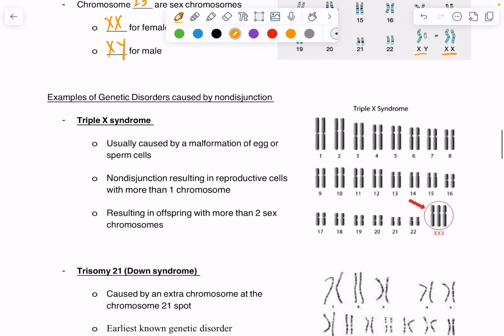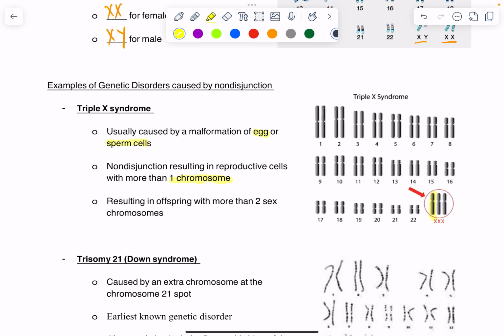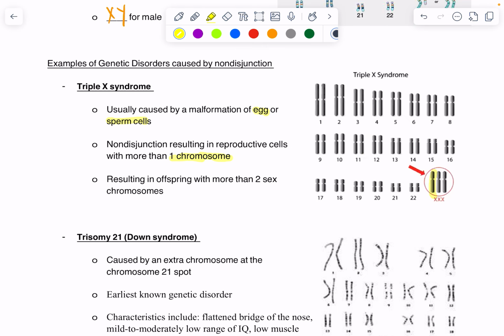Okay. And so we'll just take a quick look at some examples of genetic disorders caused by non-disjunction. First one is called triple X syndrome. This is some type of error, usually in egg or sperm cells, where reproductive cells have one extra chromosome. And so the offspring will have one extra sex chromosome that we can see here, XXX. The offspring would be a female here, and it could have different issues related to sex-linked traits. So maybe that's hormone regulation or something else.